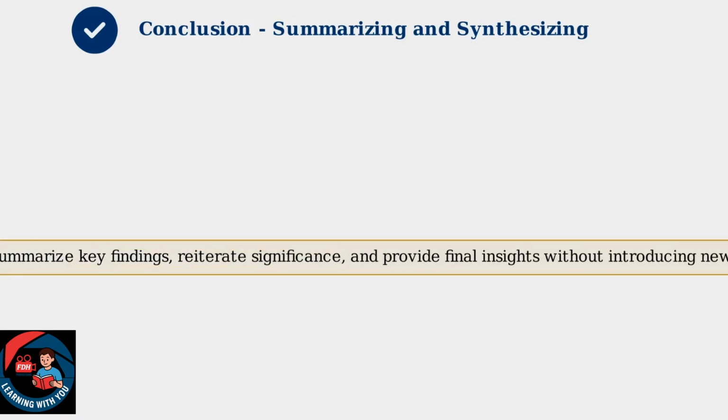The conclusion chapter serves as the final synthesis of your dissertation, bringing together all the key elements without introducing new information. Its primary purpose is to summarize your key findings, reiterate their significance, and highlight the overall contribution of your research to the field.